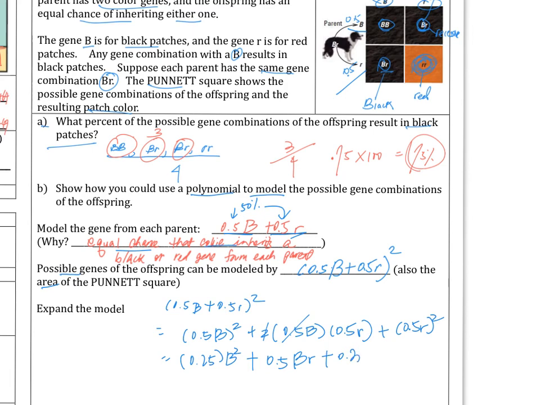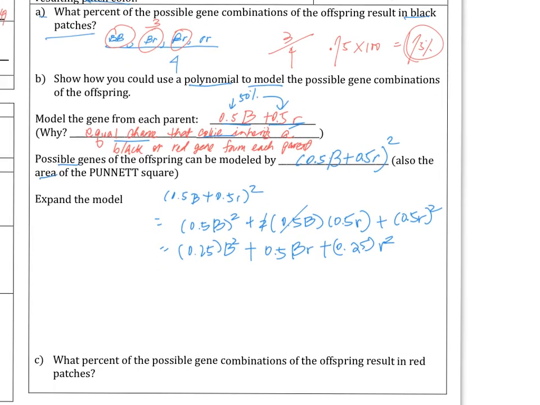plus 0.25 r squared. Okay, and to further explain this, 0.25 will just represent 25% border collies with black patches, and 50% would also represent border collies with black patches, and 25% would represent border collies with red patches.